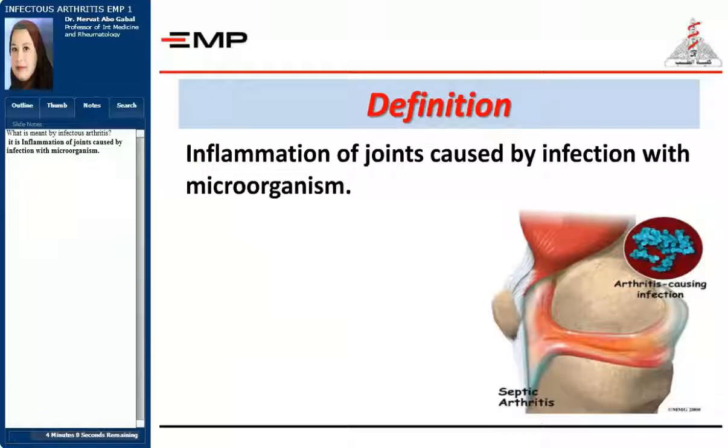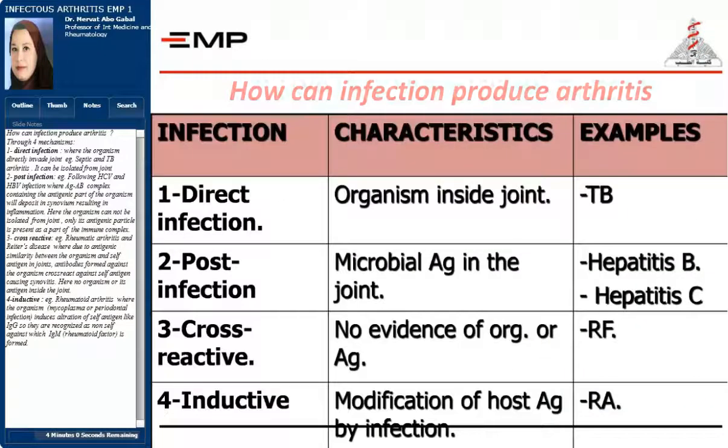By definition, infectious arthritis is inflammation of joints caused by infection with microorganisms. Now, how can infection produce arthritis? Through 4 mechanisms. Direct infection, where the organism directly invades joints, like in septic and tuberculous arthritis, the organism can be isolated from the joint.